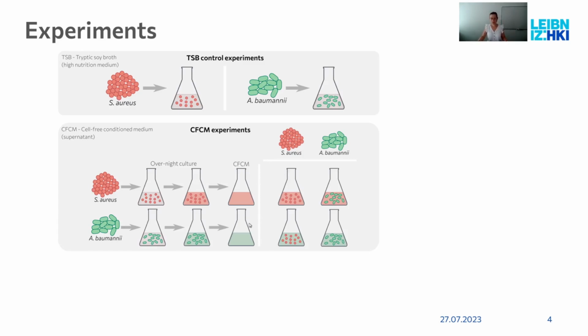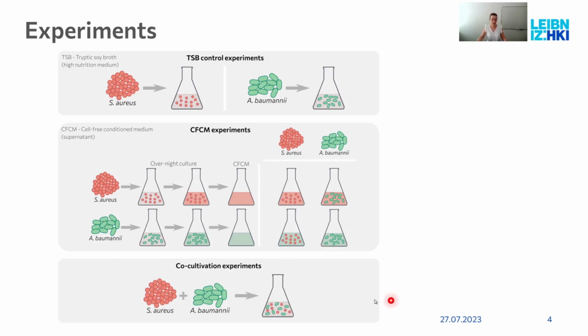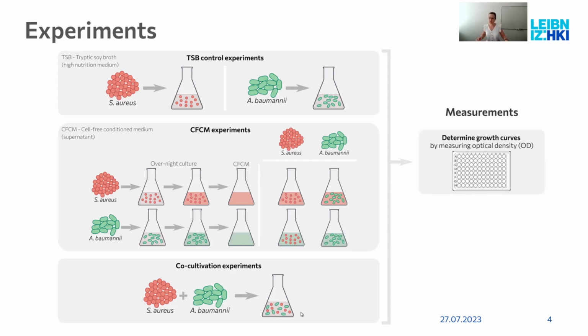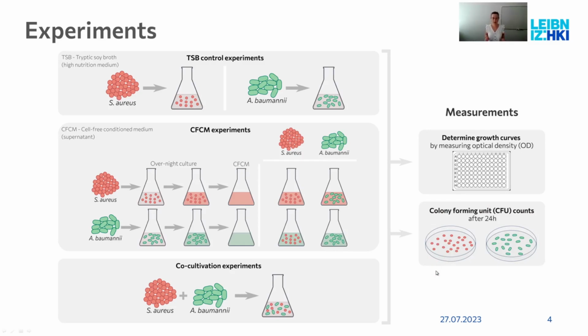And then also both pathogens were grown in the supernatant or CFCM of the other strain in order to investigate these contact-independent interaction mechanisms. Thirdly, our collaborators performed such co-cultivation experiments where both strains are together grown in TSB medium. From all of these experiments, different measurements were obtained, like for example, growth curves were obtained by measuring the optical density in these 96 well plates. And secondly, also the colony forming units were counted after 24 hours of the cultivation of the bacteria.